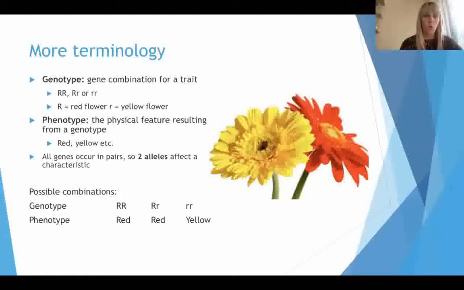Its phenotype is a yellow flower. Okay. All genes occur in pairs, so two alleles affect a characteristic.